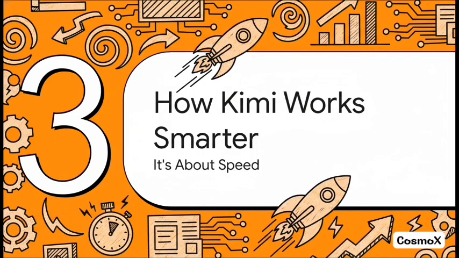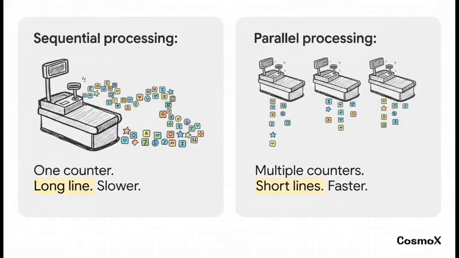And this whole work smarter, not harder philosophy, it doesn't just stop with the architecture. Nope. Kimi 2.5 is also built from the ground up for pure speed in how it actually thinks and processes information. And the secret ingredient here is something called parallelization.